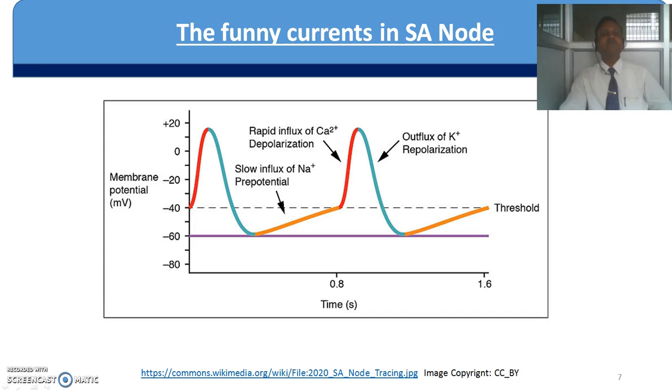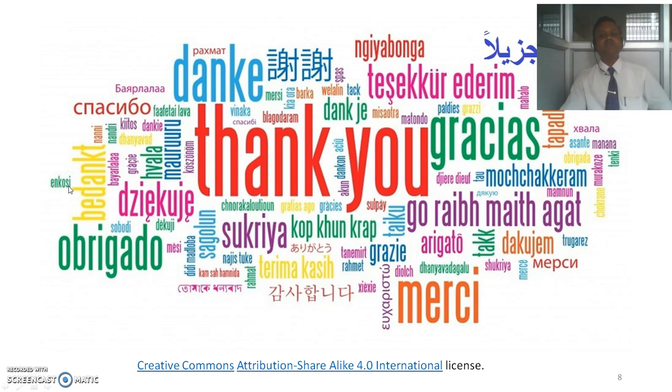Because of this funny current, the sinoauricular node has the ability to generate its own impulses. This is how there is continuous change in the action potential across the cardiac cell membrane, which is responsible for depolarization, hyperpolarization, contraction and relaxation of cardiac muscles, leading to automaticity, rhythmicity and refractory periods in cardiac muscle cells. In the next video, we will see what is meant by cardiotonics and how they exert their action. Thank you.